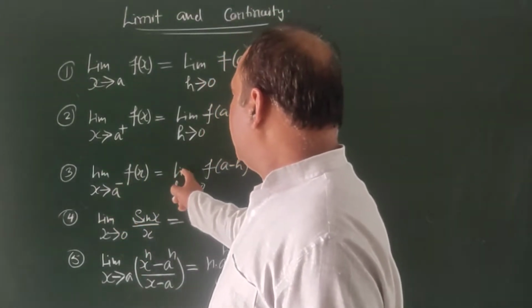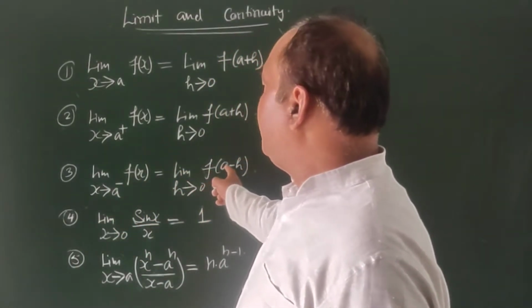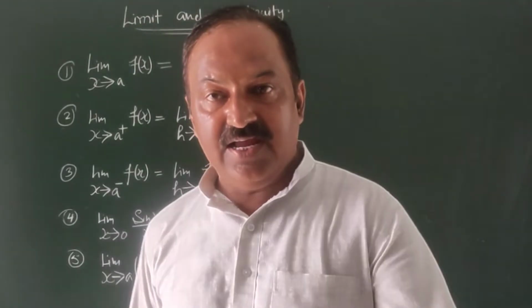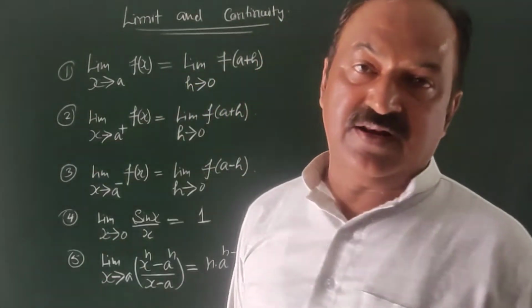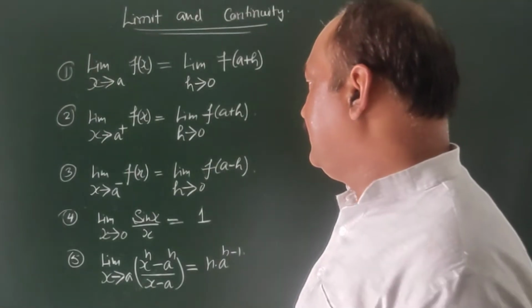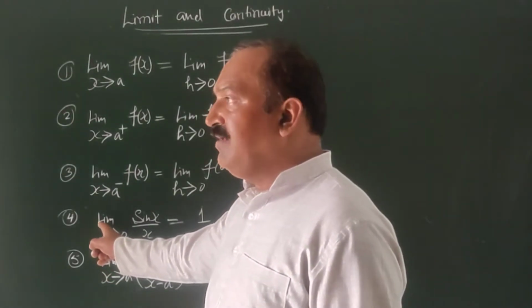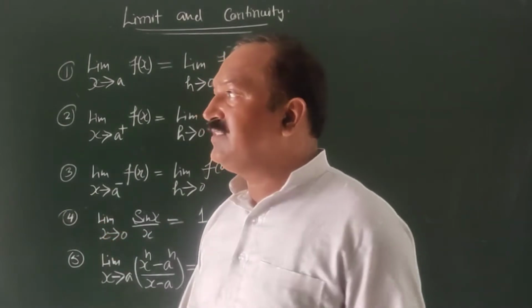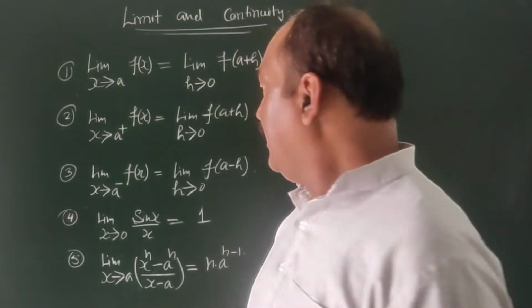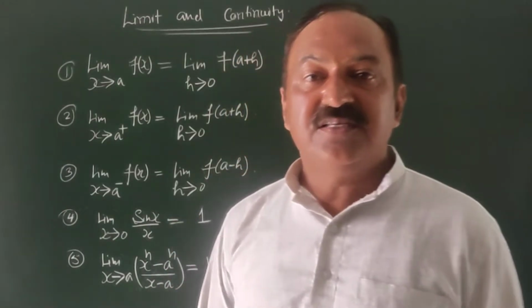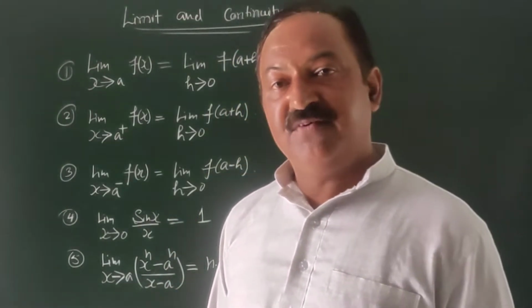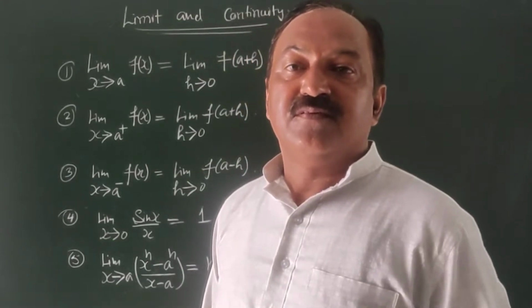And it becomes limit h approaches to 0 f of a minus h, where x is, there substitute a minus h, another variable. And the fourth is very important: limit of x approaches to 0 sin of x upon x is always equal to 1. This is the theorem and this is very important from the application point of view.